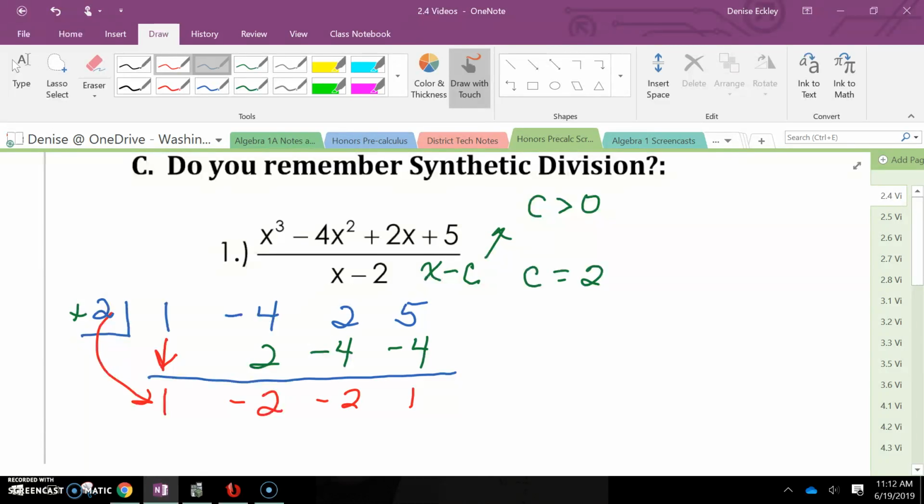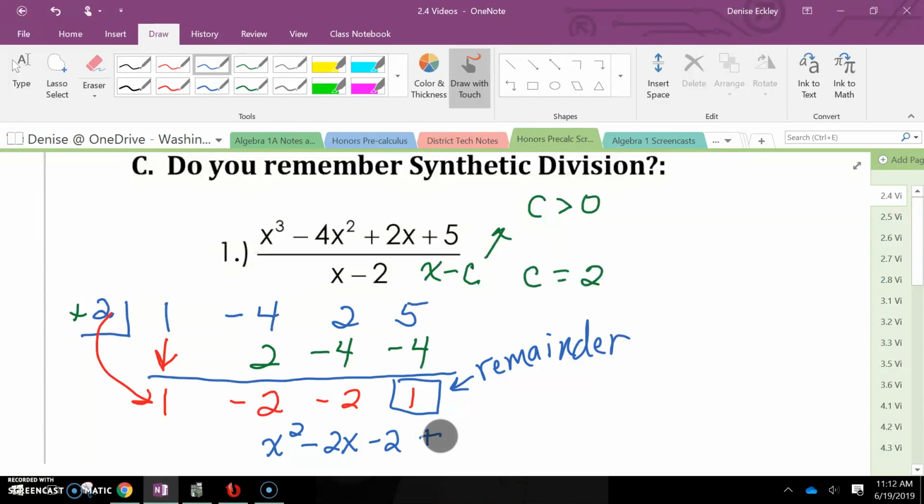Now to write the answer, our resultant polynomial is going to be, these are our coefficients in the red there, and then the degrees are going to be 1 less than they were before. So we're going to have 1x squared, or just x squared, minus 2x minus 2. And then the 1 that's left over, this is our remainder. And we're going to write that as 1, that number, over our divisor, which is x minus 2. And that's how you do synthetic division.